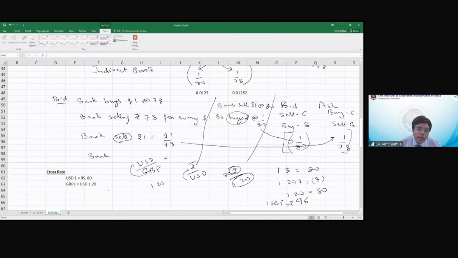Now here there was a single quote available. What happens when we have two-way quotes available? Then how do you do the conversion? Because I will need to find the ask rate and bid rate for the currency. So how do I go about it? Yes, any ideas?